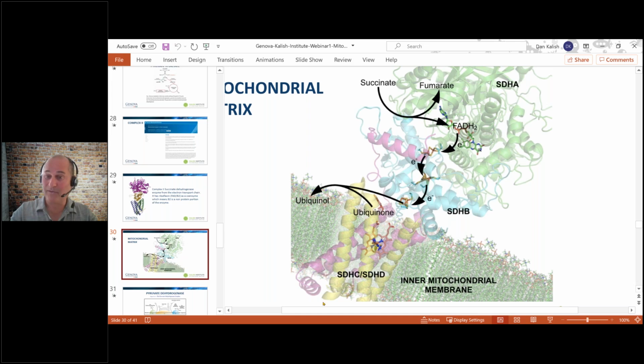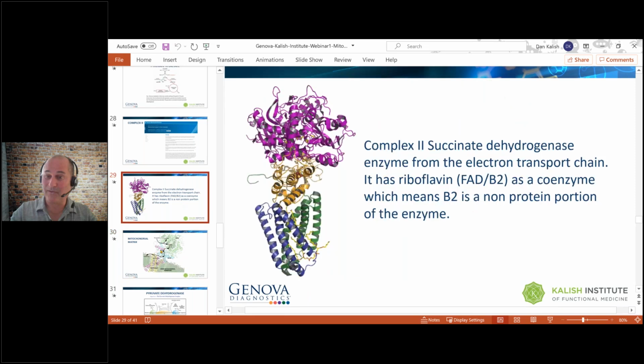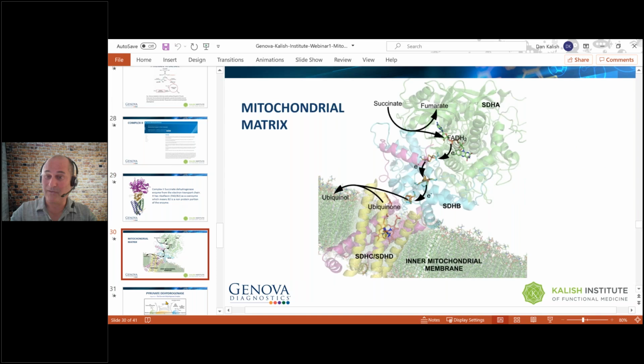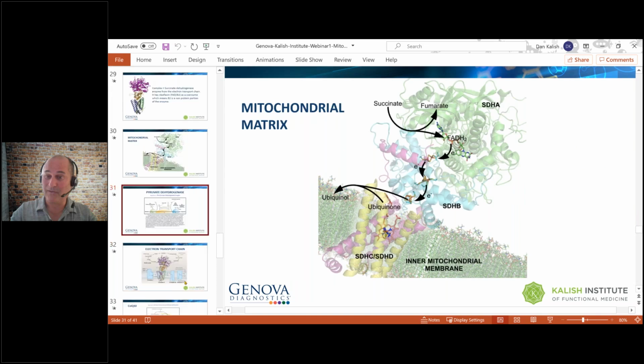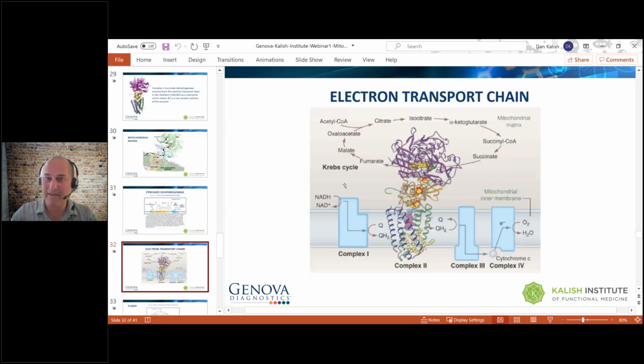Okay, again, here's the actual enzyme. Here it is embedded in the membrane. And here's another view of the exact same thing, pyruvate dehydrogenase. Oh, sorry, that's the wrong one. That's the wrong slide. Hang on, sorry. Here it is again, the electron transport chain now, okay? It's the same enzyme, complex 2 they call it. It's part of the electron transport chain.